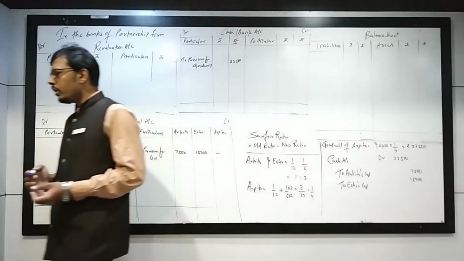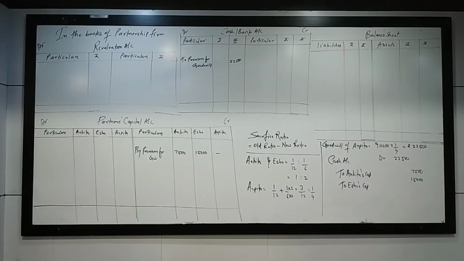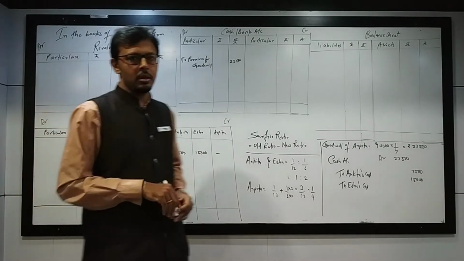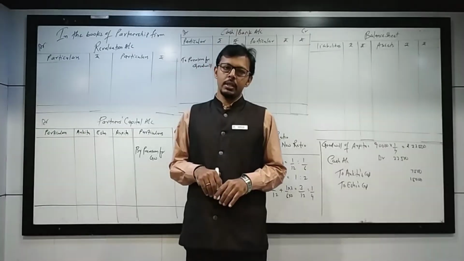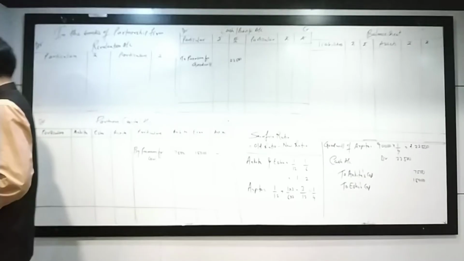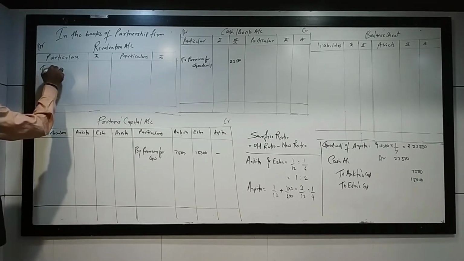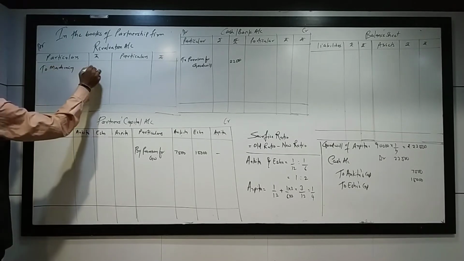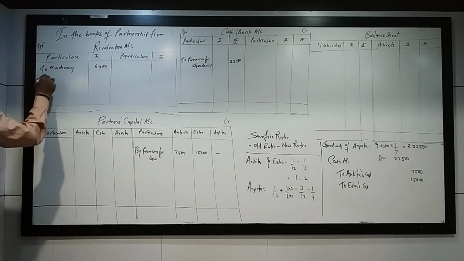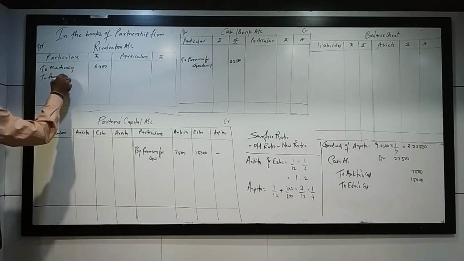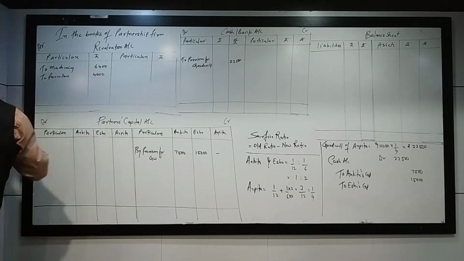Coming to the next point, point number 4. Fixed assets are to be depreciated by 10%. Fixed assets are given in the sum as machinery and furniture. They are to be depreciated. Let us see the amount: machinery is given 64,000 and furniture is given 40,000. So the depreciation on machinery is 6,400.